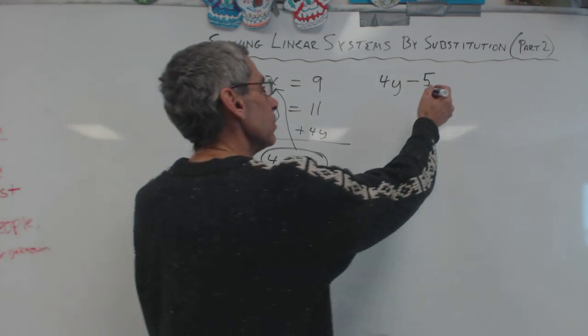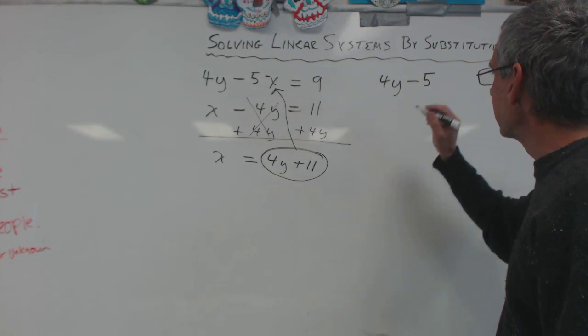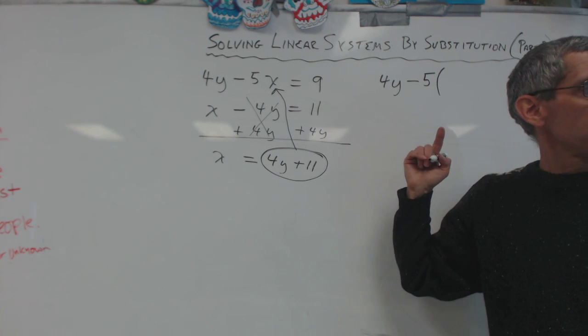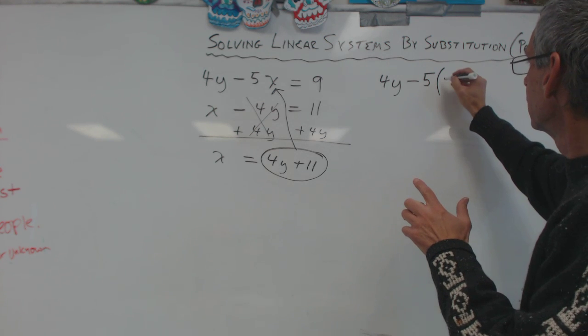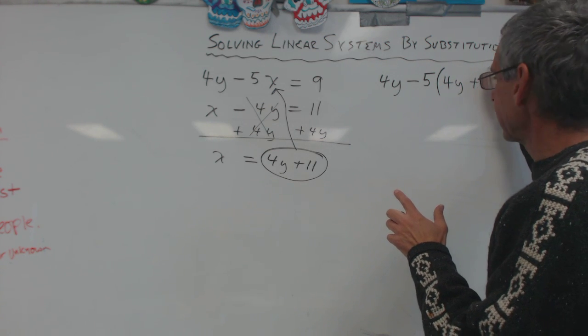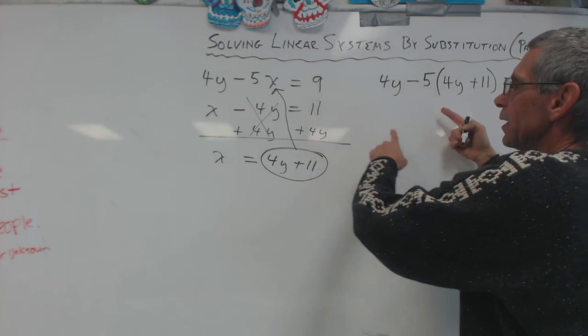Wait, can't you cross out the 4y with the other 4y though? No, not yet. You want to first substitute it in, so that it's pure. So I've got 4y plus 11. Just hang on, guys. 4y plus 11. Give me a second. Okay, equals 9. You guys agree with me?